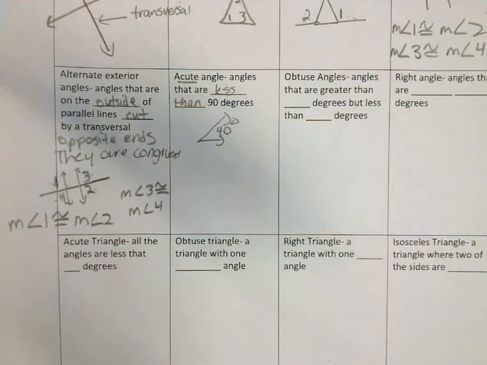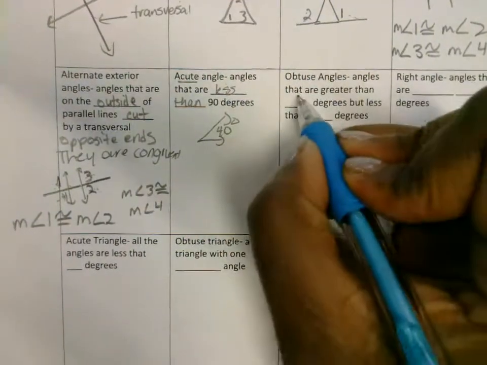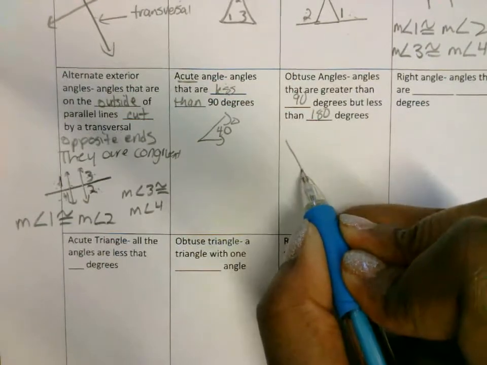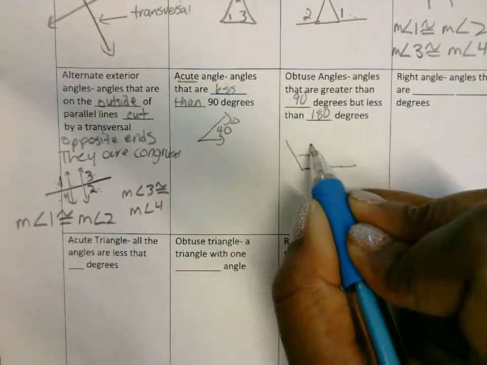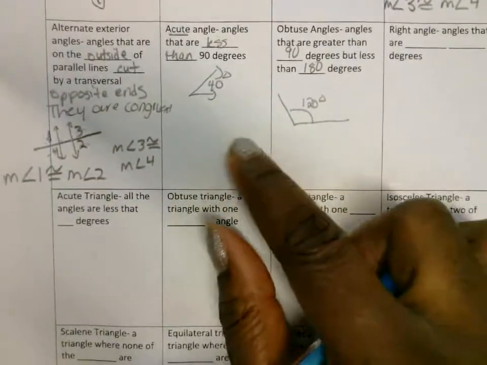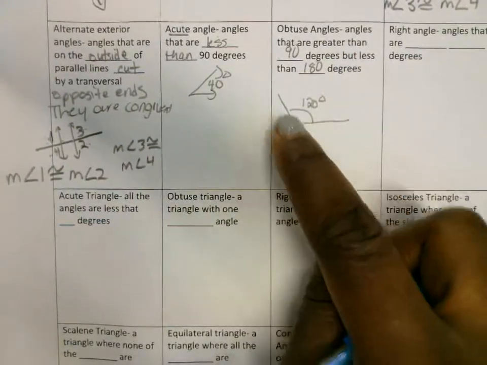Okay, obtuse angles are angles that are greater than 90 degrees but less than 180 degrees. So this would be an obtuse angle, maybe 120 degrees. That's obtuse. It's smaller than a straight angle, but it's greater than a 90-degree angle.